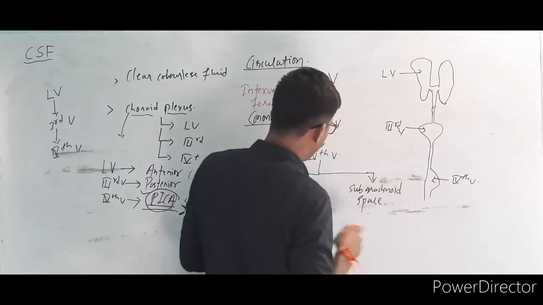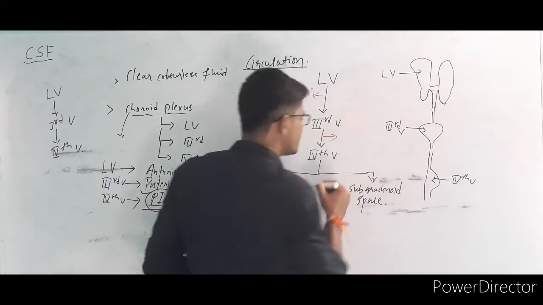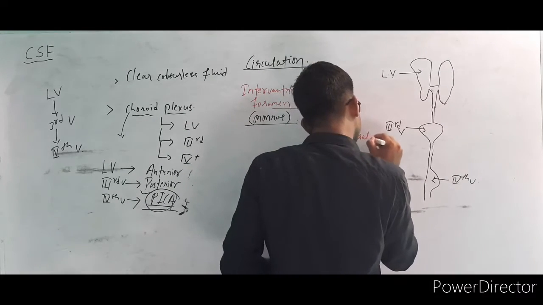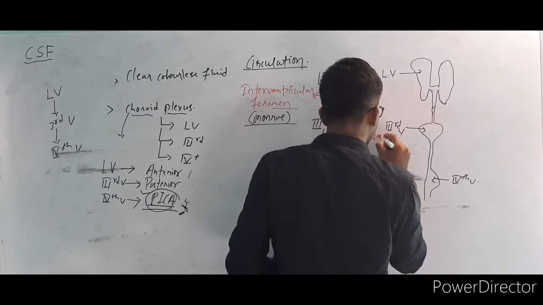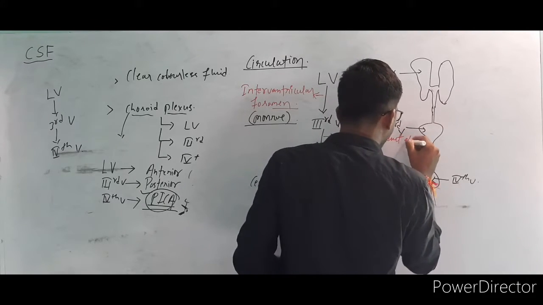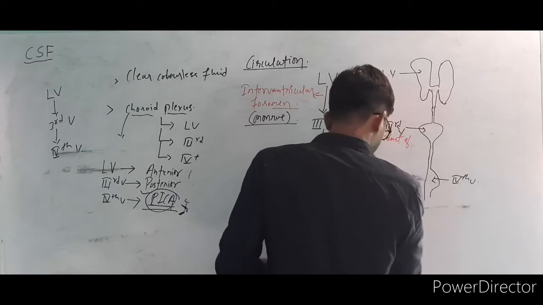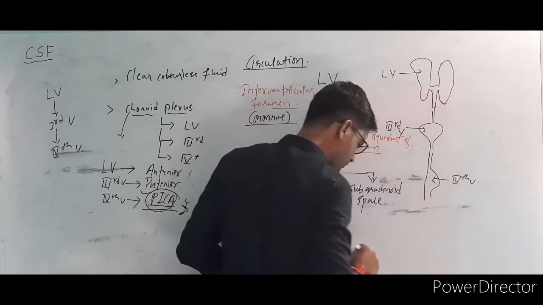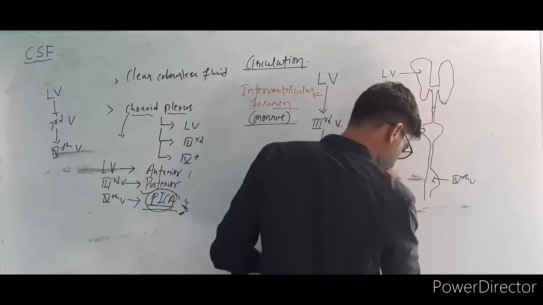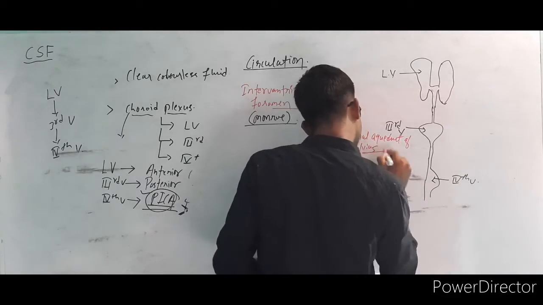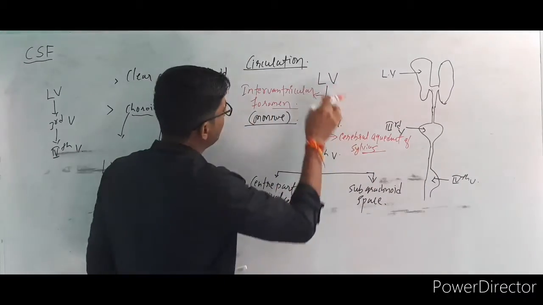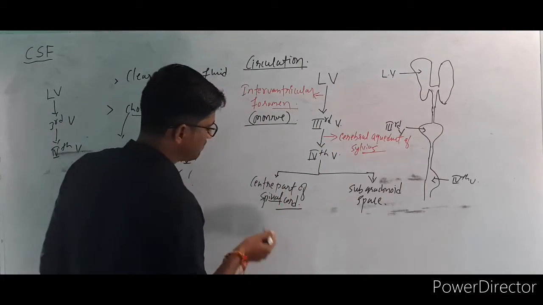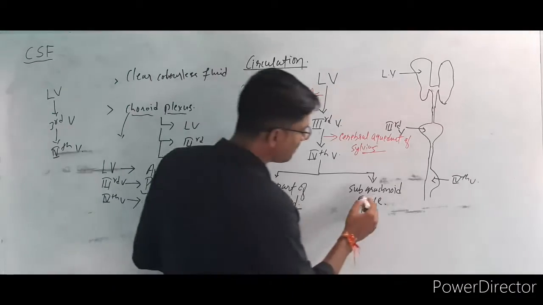Here we have one thing that is called the cerebral aqueduct, the cerebral aqueduct of Sylvius. Through this, CSF from the third ventricle enters into the fourth ventricle, right? From the fourth ventricle, it enters into the central part of the spinal cord and the subarachnoid space.